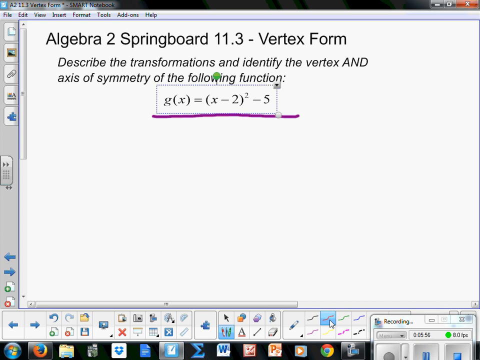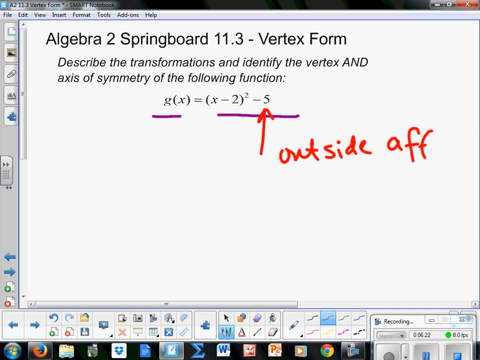Now we can see we don't have anything on the outside in front, so there's no stretch or shrink. But on the outside here, there's nothing happening. Okay, so I'm just going to erase that arrow. On the outside, we also have a -5. Well, the outside affects our y's. Just a quick reminder: outside affects the y direction. Since we have a -5, this is going to move our graph down 5.